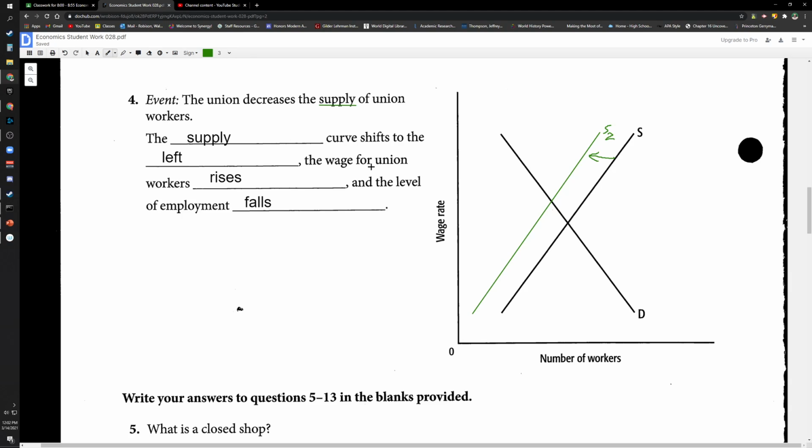Okay. So we said that the wage for union workers would rise as a result of this. That's proven. And we said that the number of people who are unemployed would fall. So that's the original employment numbers. This is the new one, so it's closer to 0. So these two things are true.